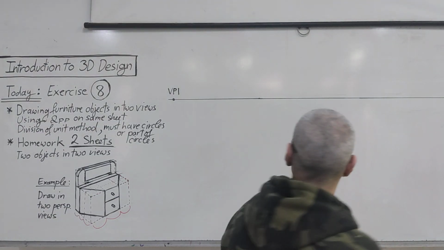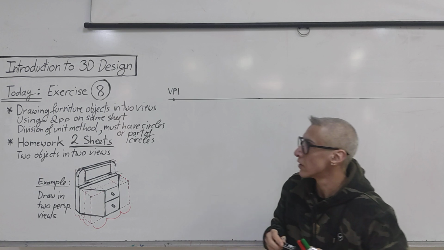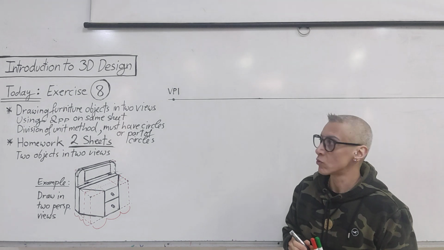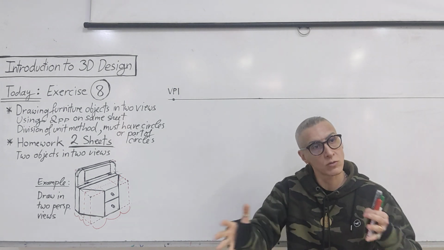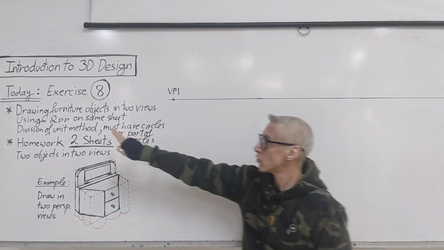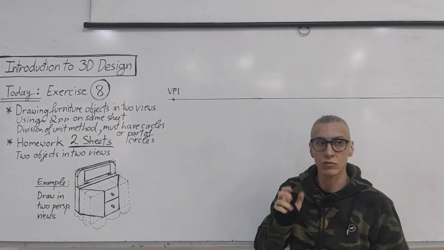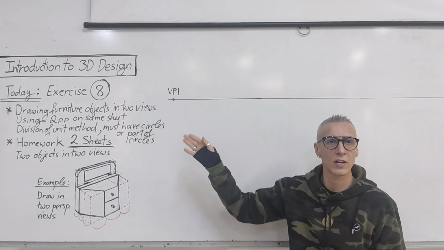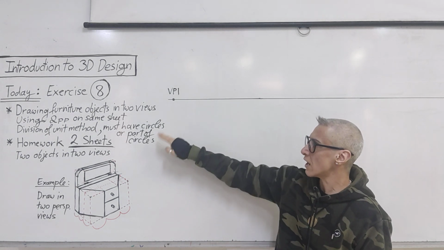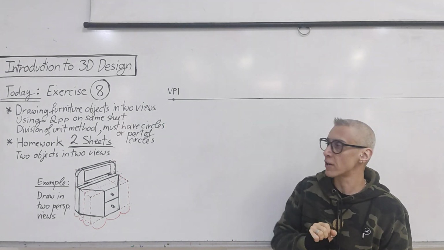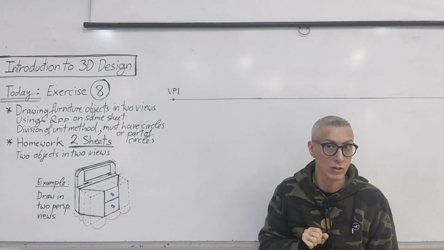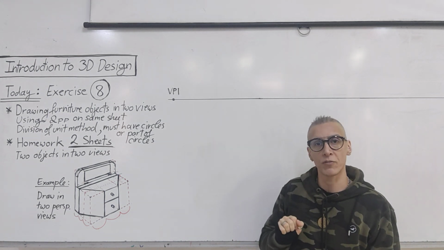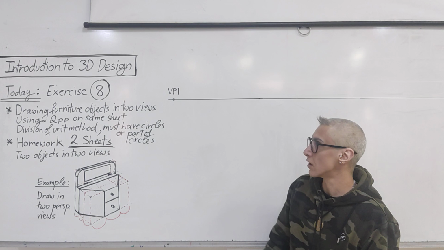Okay, so today we have exercise 8. We will draw furniture objects in two views. So the same piece in two different views, using two-point perspective on the same sheet. So the two views on the same sheet. We will use division of unit method, the splitting of surfaces, and we will have circles or parts of circles included in this object. So until now, we draw with straight lines. Now we can include parts of circles or circles in the objects.